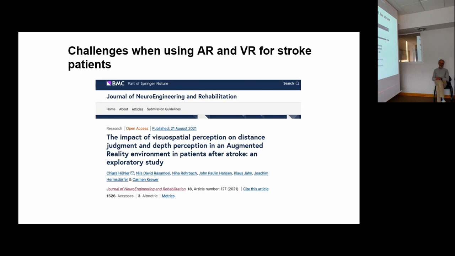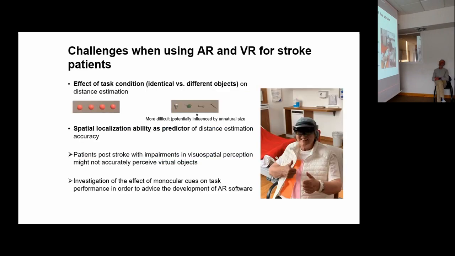So we did a first study, and Chiara's here, we performed the study. We studied how patients and people who are not able to perceive 3D have the ability of depth perception, how they can perceive depth and how they use the information they see in augmented reality. Just a short outlook on the study.